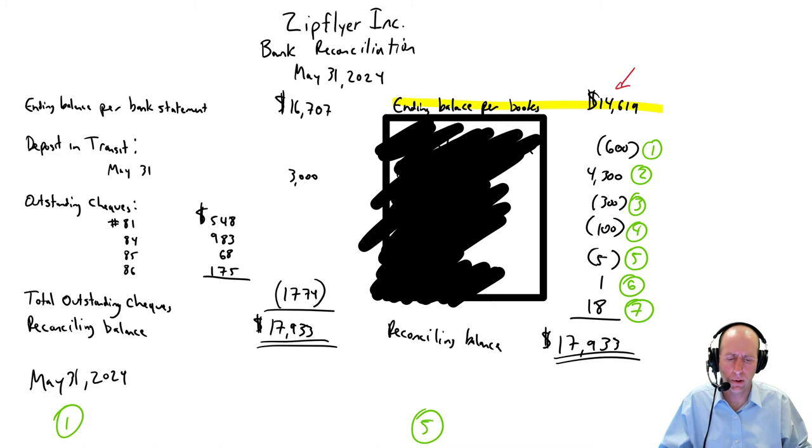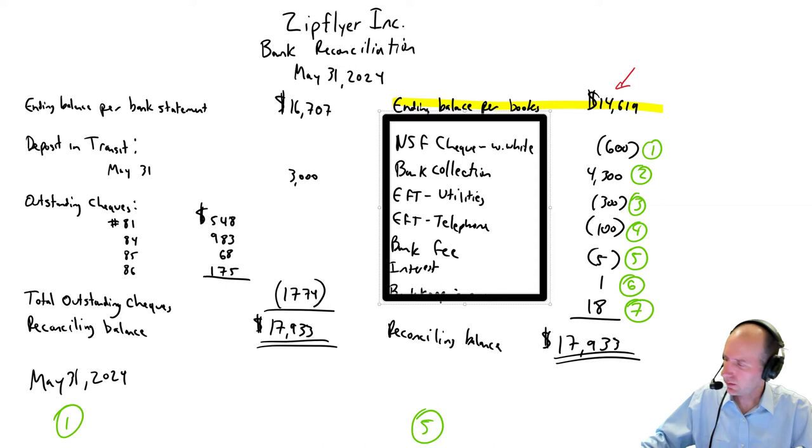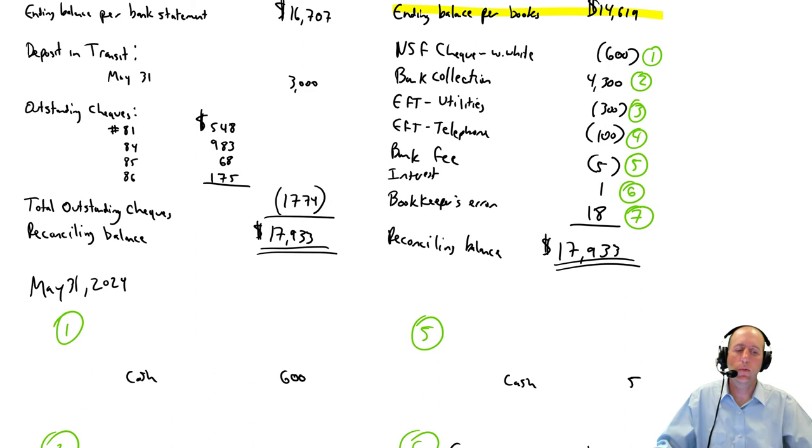So let me erase that because I do now need to see the writing. Get rid of this failed box. And let's start with the NSF check, W. White. So the NSF check, W. White, remember what's happened. This customer of ours, W. White, has written a check that has bounced.